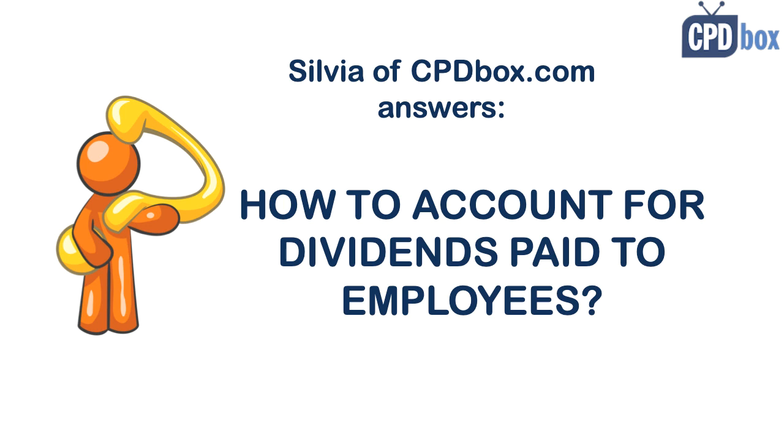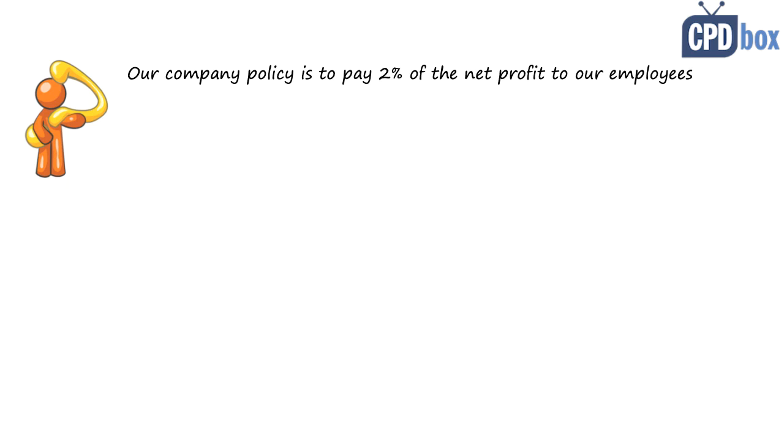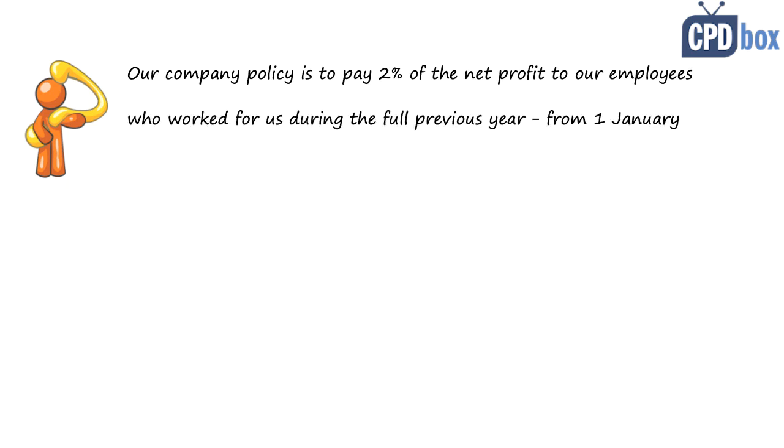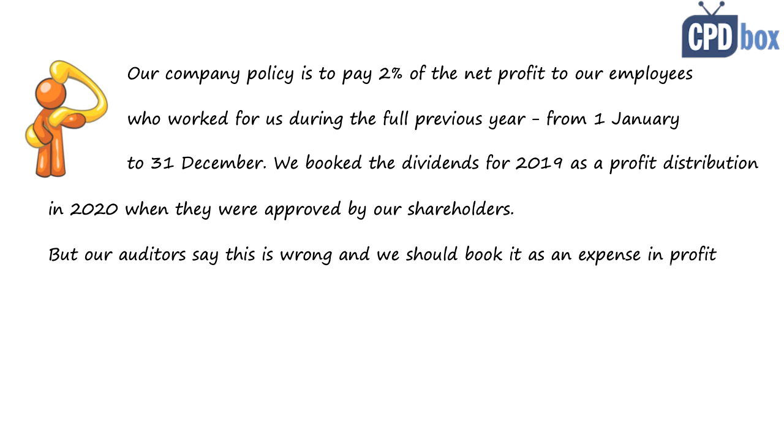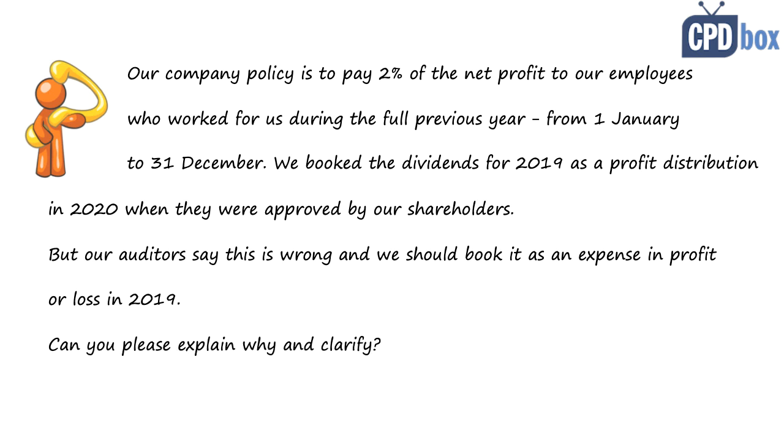Today's question comes from Tunde from Nigeria, and let me read it. Our company policy is to pay 2% of the net profit to our employees who worked for us during the full previous year from 1st January to 31st December. We booked the dividends for 2019 as a profit distribution in 2020 when they were approved by our shareholders. But our auditors say this is wrong and we should book it as an expense in profit or loss in 2019. Can you please explain why and clarify?